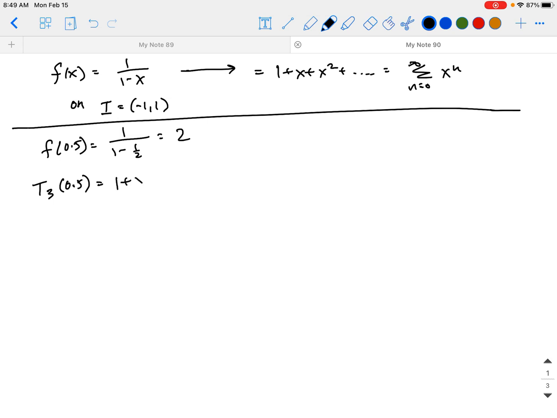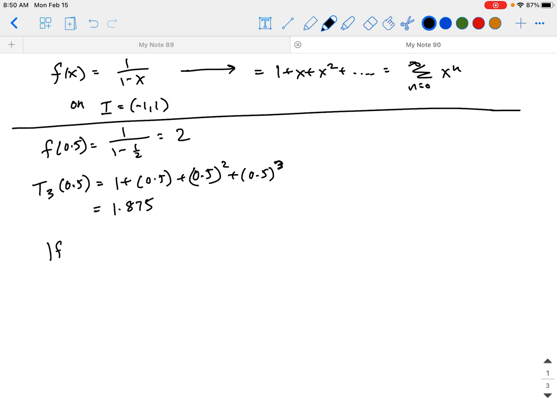So that's going to look like 1 plus 0.5 plus 0.5 squared plus 0.5 cubed. Our coefficients are all 1, so we can just plug in 0.5. It's order 3 because the largest degree is 3. When we calculate this, we'll get 1.875, or 1 7/8.